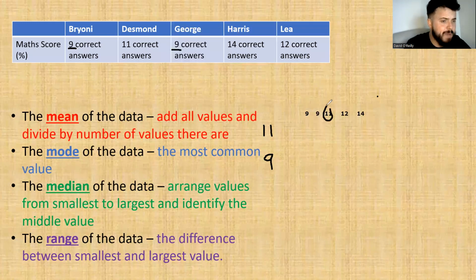Why is that the middle value? It's bang in the middle. It's got 2 values to the left and 2 values to the right. We found our middle value. We found our median. The median is 11.